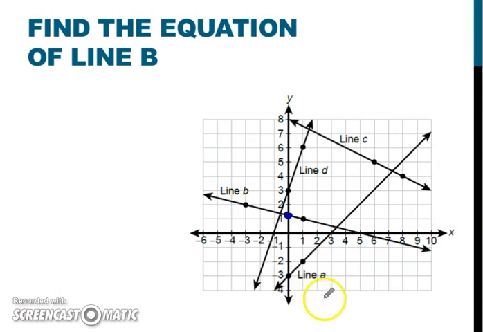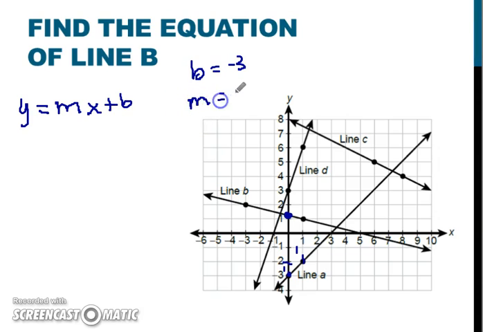Looking at line A, using slope-intercept form, so y equals mx plus b, I can see my y-intercept is at a negative 3, so b equals negative 3, because it's crossing my y-axis at negative 3, and it has a slope. So counting up 1 to the right 1 has a slope of 1. So my slope is 1. So writing it as an equation, I would have y equals 1x minus 3, or you could think of it as y equals x minus 3 for line A.